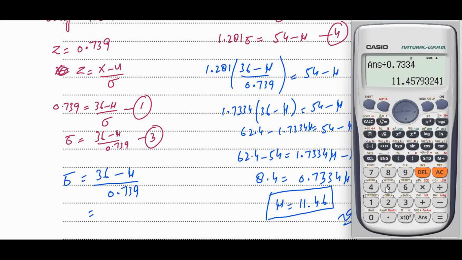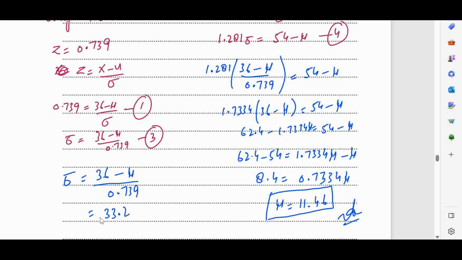So sigma will be equal to 36 minus the previous answer, divided by 0.739. This will be equal to 33.2. So 33.2 will be the value of sigma. This will be the final answer. I hope that the concept is clear. Let's move to the next question.